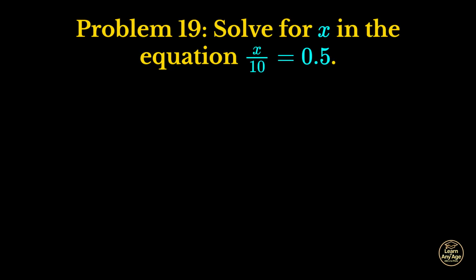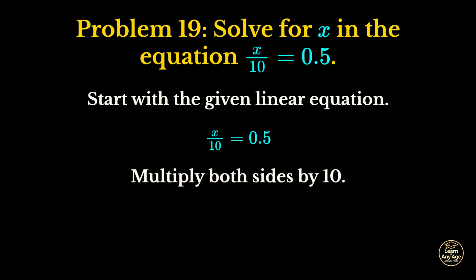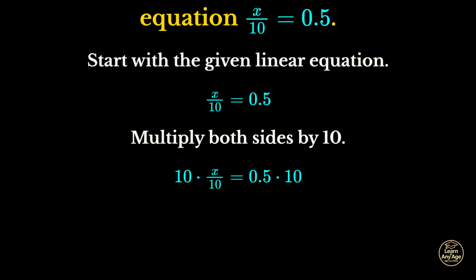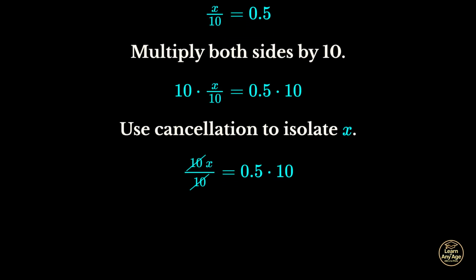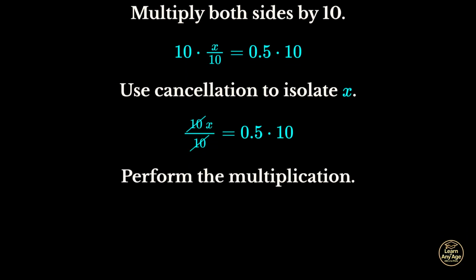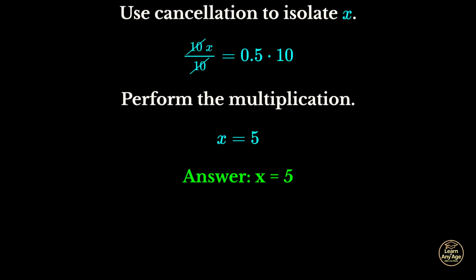Problem 19, solve for x in the equation x over 10 equals 0.5. Start with the given linear equation. X over 10 equals 0.5. Multiply both sides by 10. 10 times x over 10 equals 0.5 times 10. Use cancellation to isolate x. 10 cancelled out, x over 10 cancelled out equals 0.5 times 10. Perform the multiplication. X equals 5. Answer, x equals 5.